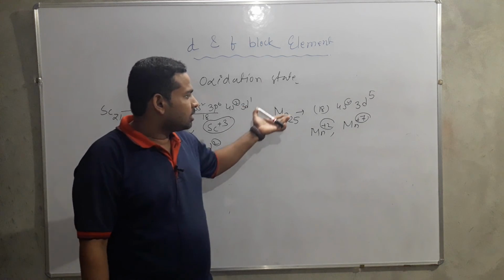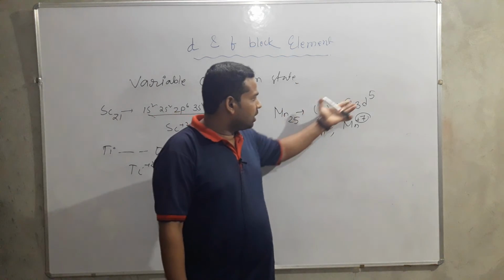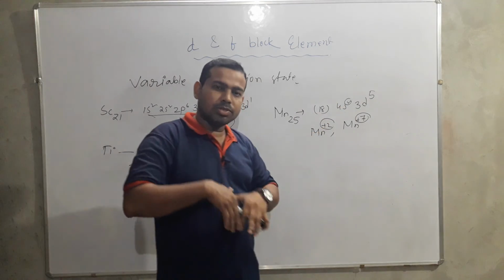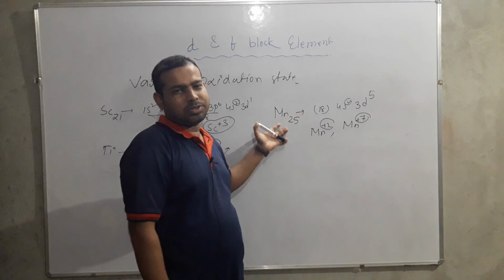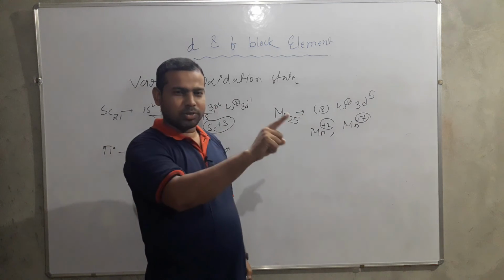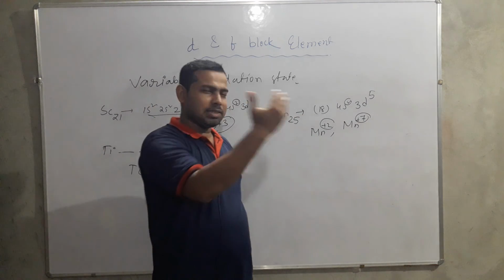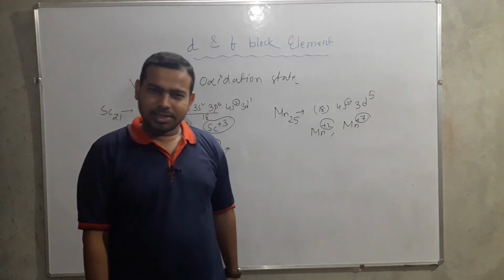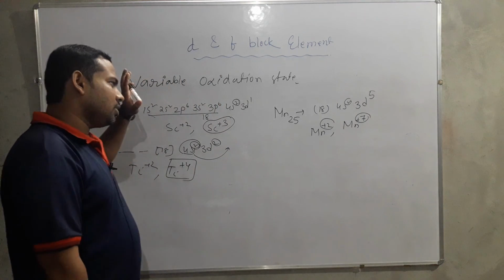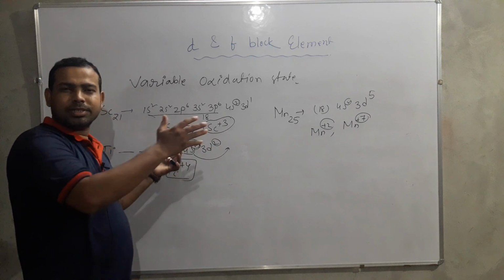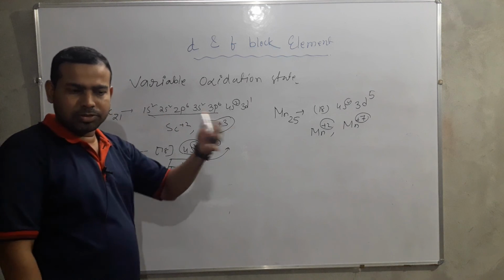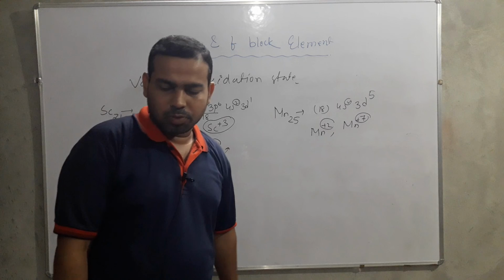So if manganese loses 2 electrons, this one gets a 3d5 configuration. If manganese loses 7 electrons, this one gets an 18 configuration. So that's why manganese shows two types of oxidation states, one is plus 2, another is plus 7. Among them plus 7 is the most stable in nature. Clear people? So in this way you can also find out other oxidation states for other elements. Clear? This is also given in your books, so all of you see properly.